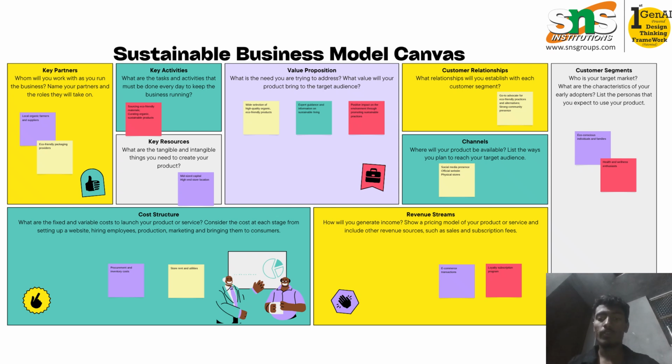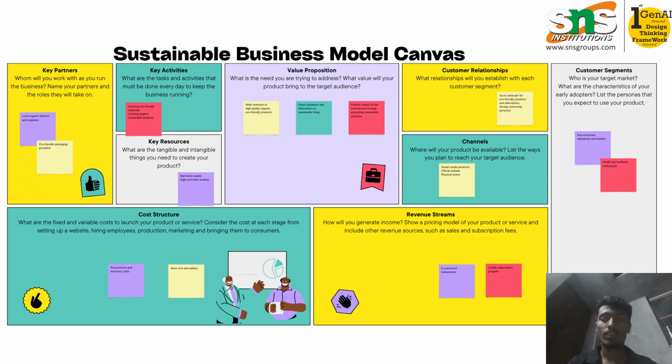Customer relationship. What relationships will you establish with each customer segment? This describes the type of relationship a company establishes with its specific customer segment. Examples are personal assistance, self-service and automated service.